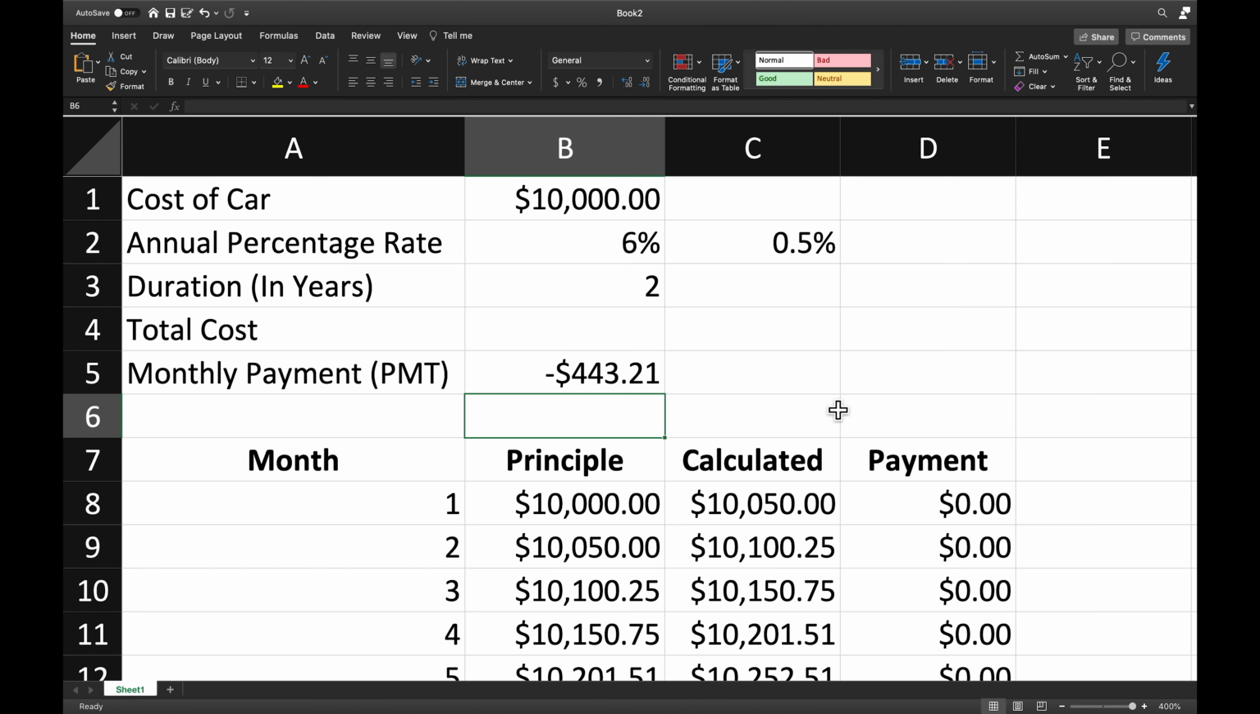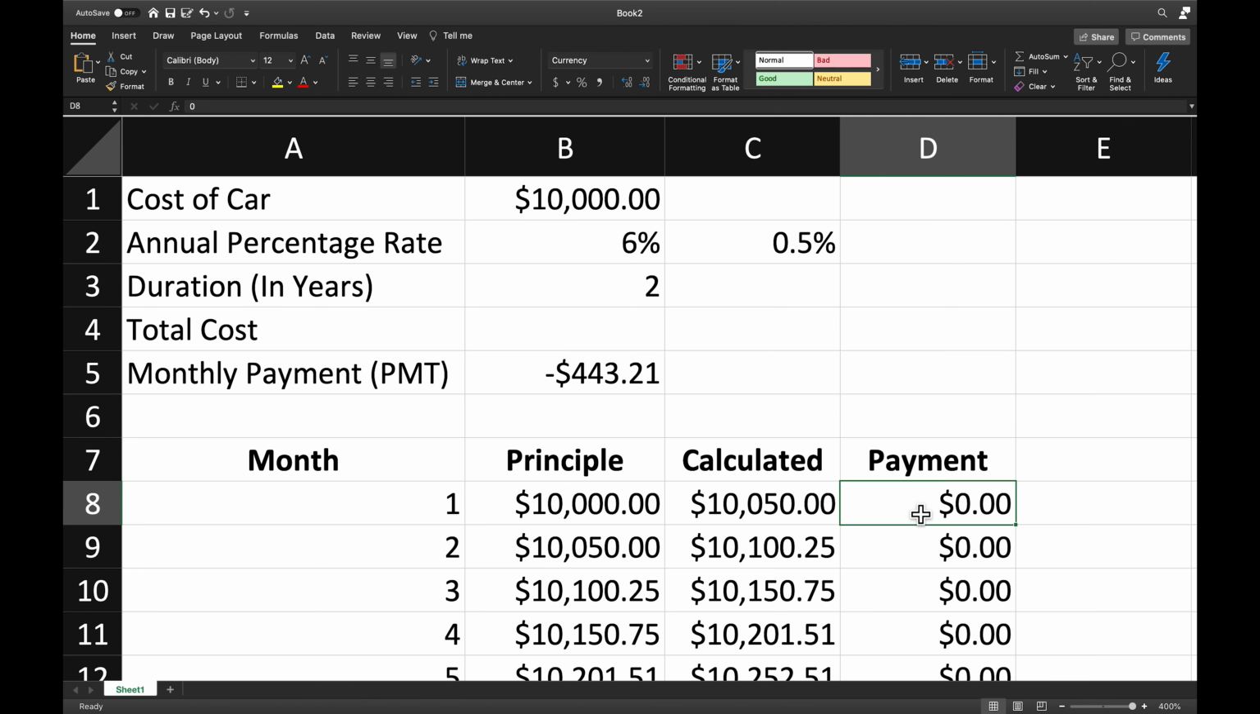Notice that it is expressed as a negative. Think of it as money going out of your pocket. On the other hand, when you take out a loan, even though the money's not technically yours, it's going into your pocket. I'm just going to reference this here and lock the cell down.